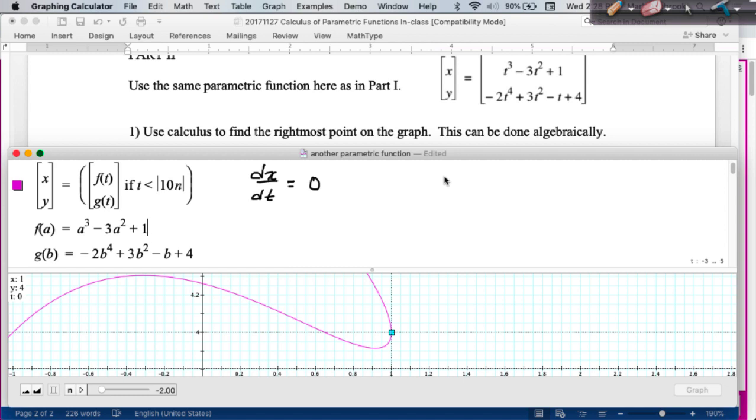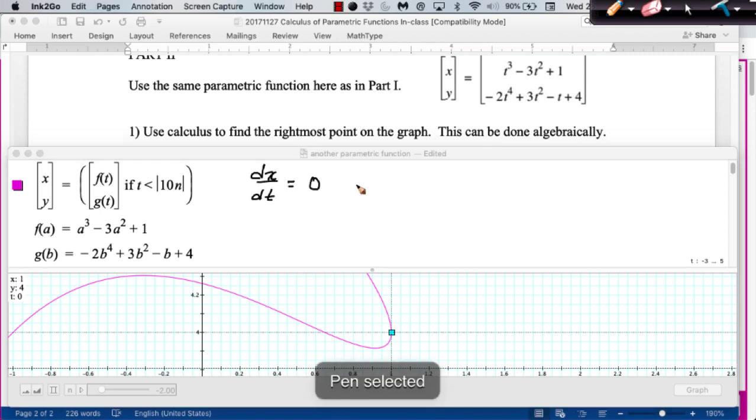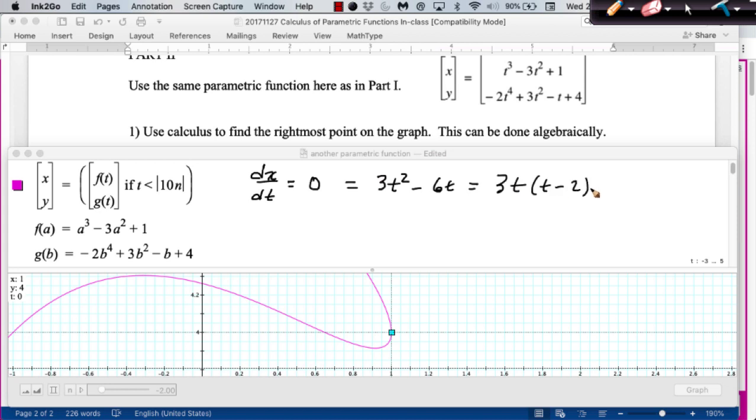All right, so keep going. How'd you do? So what'd you get? Okay, what is it? So 3t squared minus 6t. You can factor that into 3t times (t minus 2). And we got t equals 0 and t equals 2. Okay, so now we got 2 again. So which one is it? How do we know?